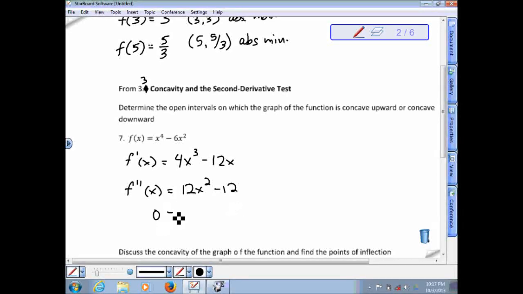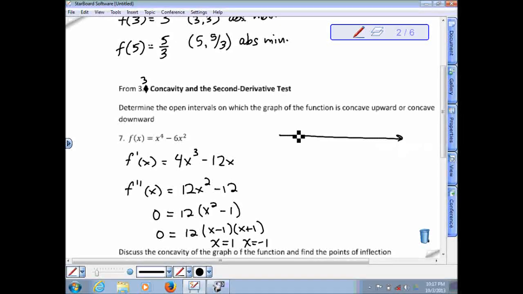That's the second derivative. If we set this equal to 0 and factor out a 12, and then factor using difference of squares, we can see that the two points of inflection here, or the two x values that make the second derivative equal to 0, are x equals 1 and x equals -1.